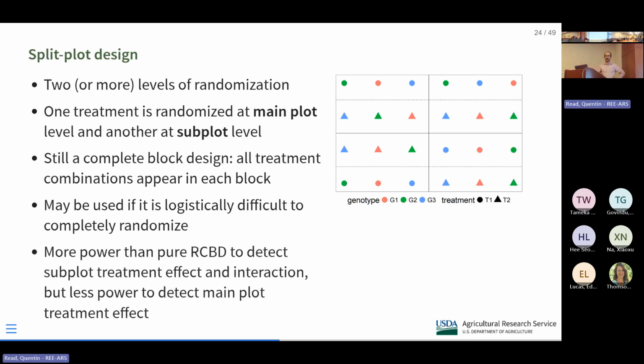And yeah, it has more power to detect effects of the treatment that's randomized at the smaller level and the interaction effect. So if those are the ones you care about, it's actually better to do it this way than to do a randomized complete block.